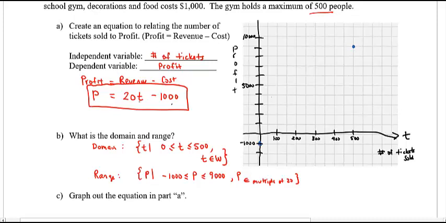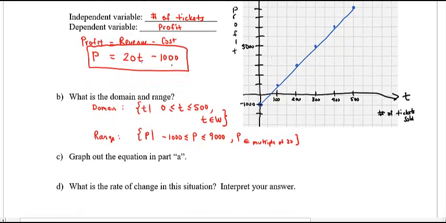And you could have things in between by just putting some random numbers. I can plug in like 100. 20 times 100 is 2,000 minus 1,000 is 1,000. So at, let's say, 100 tickets, I'd probably be here. And then I can just plug in other numbers like 200, that's 4,000, 3,000. Hopefully you can see that I get something like this. And if I connect them together, right, I get a line.